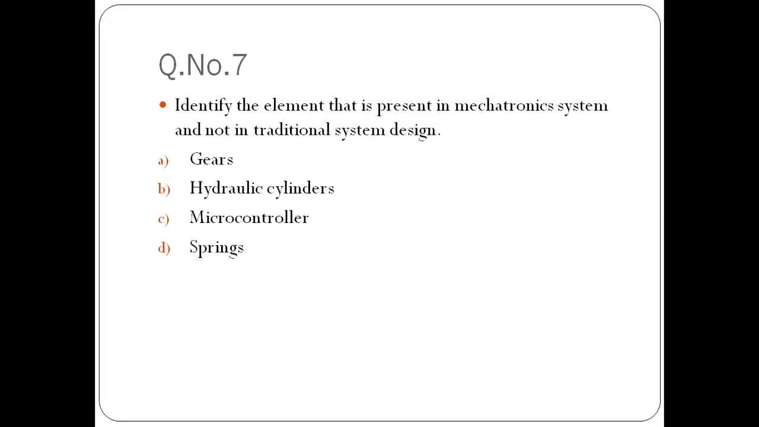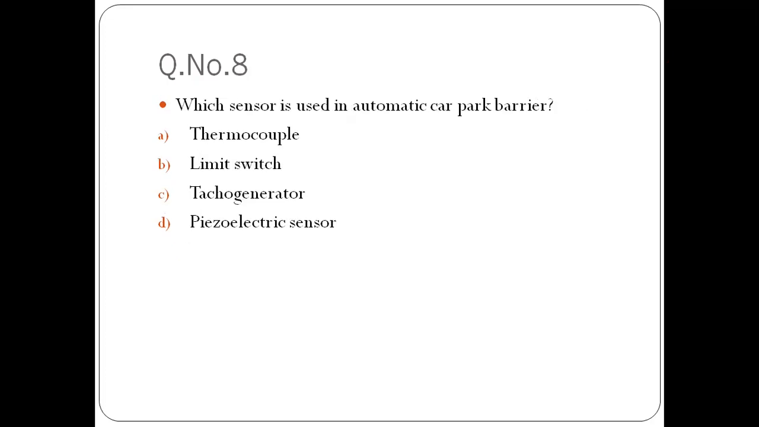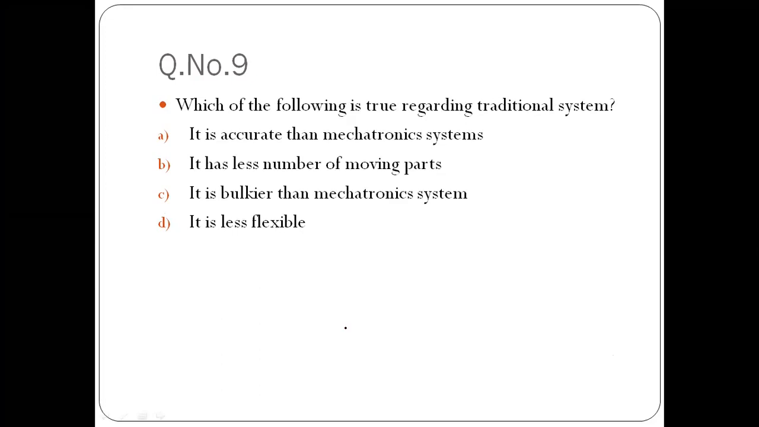Identify the element that is present in mechatronic system and not in traditional system design. In a mechatronic system, we have controllers, microcontroller. Whereas in traditional, we also have gears, hydraulic cylinders and springs. So in mechatronic system only, we have microcontroller in addition to that. Traditional does not have any controllers. Which sensor is used in automatic car park barrier? We use limit switches in automatic car park barrier to determine whether the gate has been completely opened or completely closed.